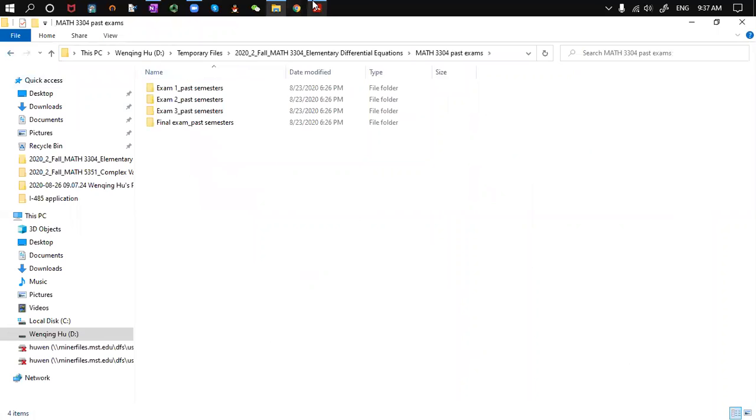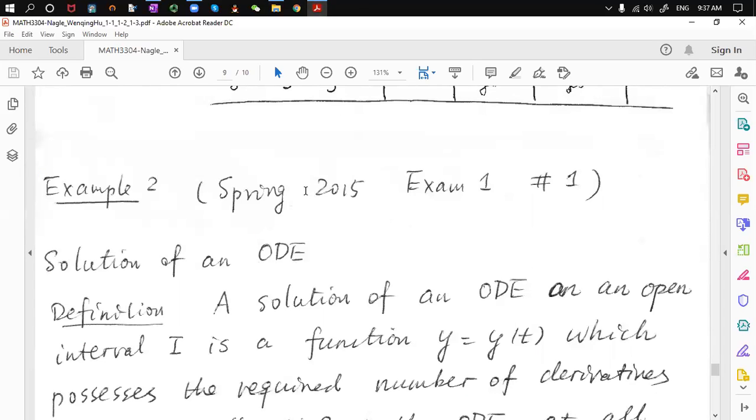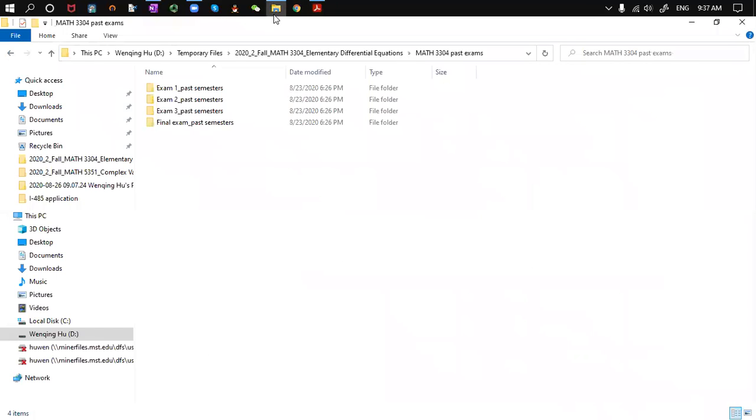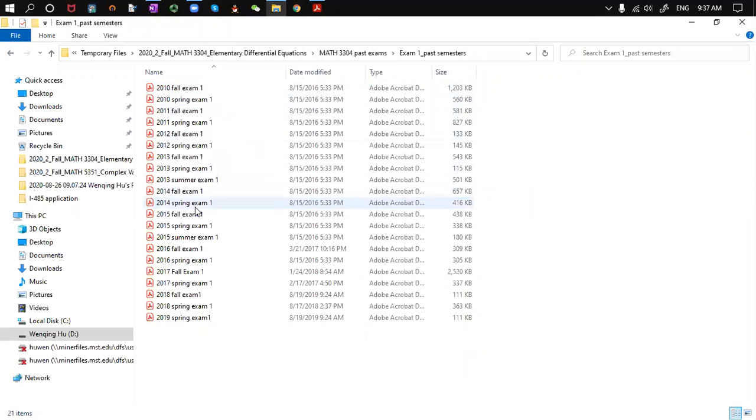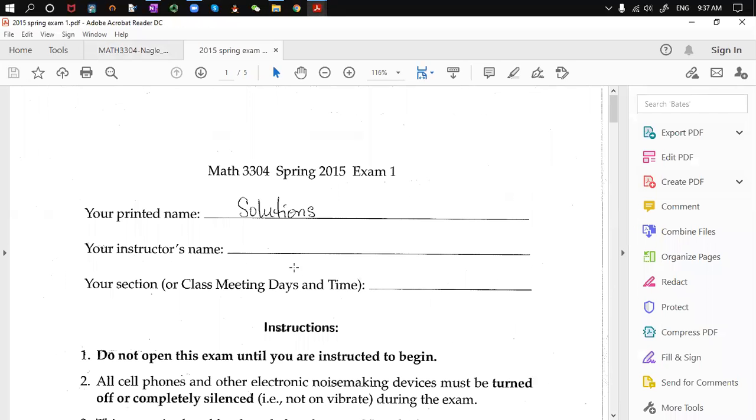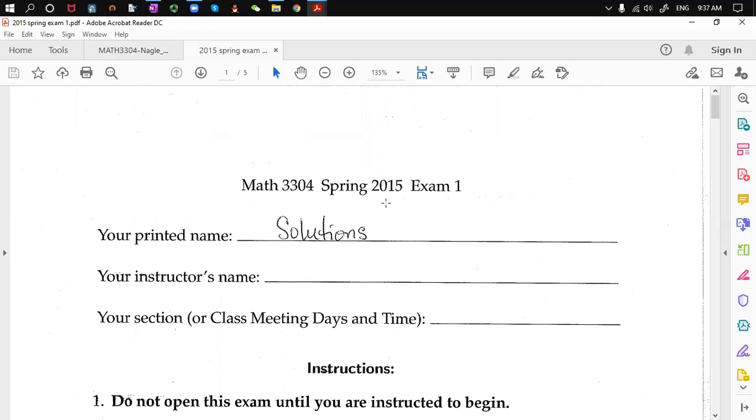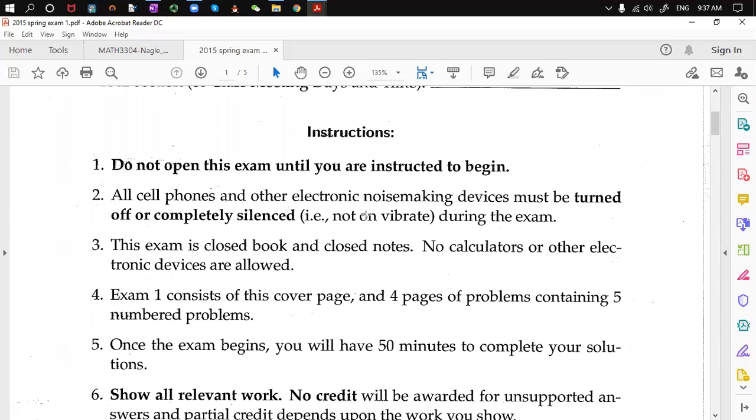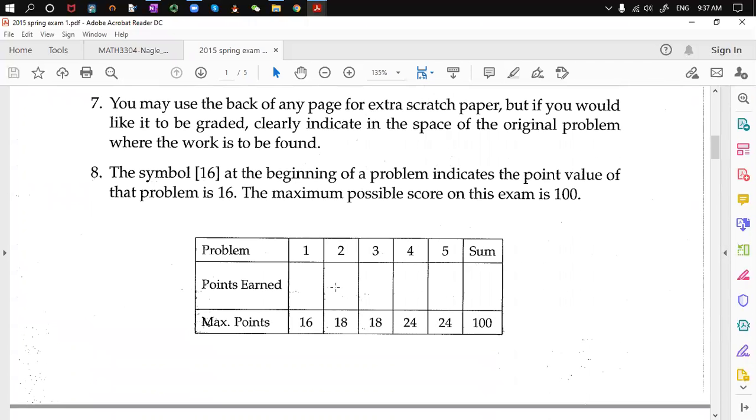Here's a practice exercise from spring semester 2015, exam 1, problem number 1. As you can see, this is what your initial exam looks like. Our first exam is coming up soon, within 1 month. So this is how your exam is going to look. There are instructions: this exam has 5 problems, you have 50 minutes to finish it, and the sum is 100.